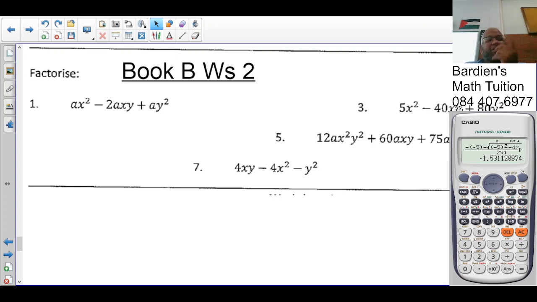Who's talking? Gabby, yes? Unfactorable. No. There we go. Don't you see that you got ax squared minus 2axy plus ay squared? So what is common? Right, so do that quickly. Take out a as a common factor. Well done, Gabby. Well spotted. Looks like Gabby gets the full marks for the factorization section. And Jamie, Jessica.